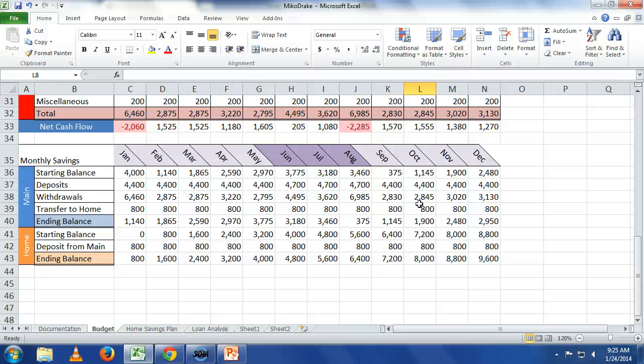So if you look at 33, that is the net cash flow. So January is a bad month. We're putting out $2,000 more than we're bringing in. And it looks like, I don't know if that's August, that looks like a bad month as well. So I want to put logic into this transfer to home such that it only transfers whatever's in L10 if we have net cash flow of positive that month, okay?